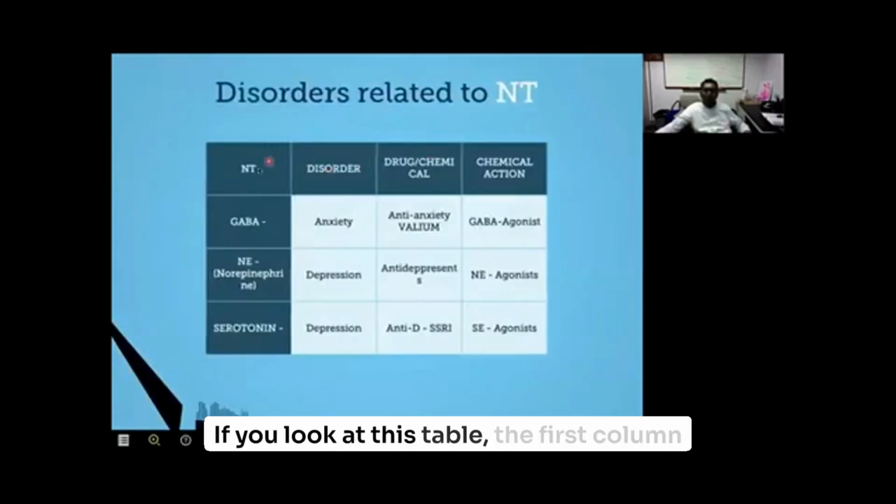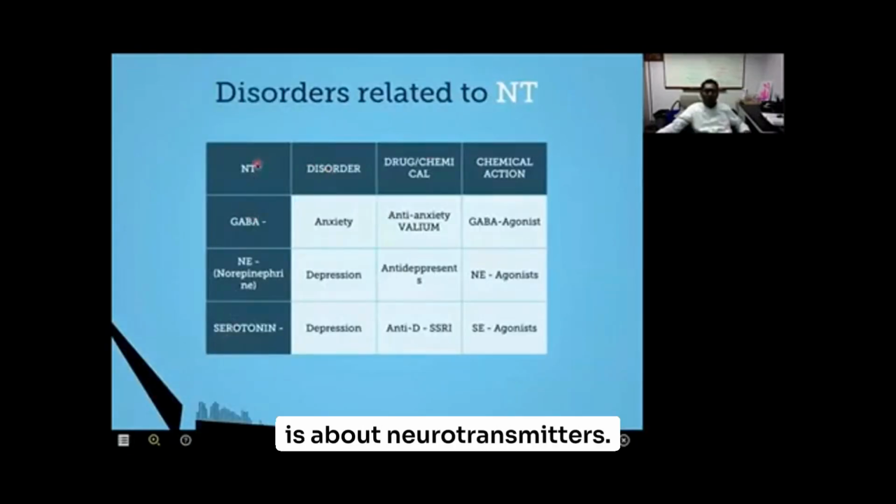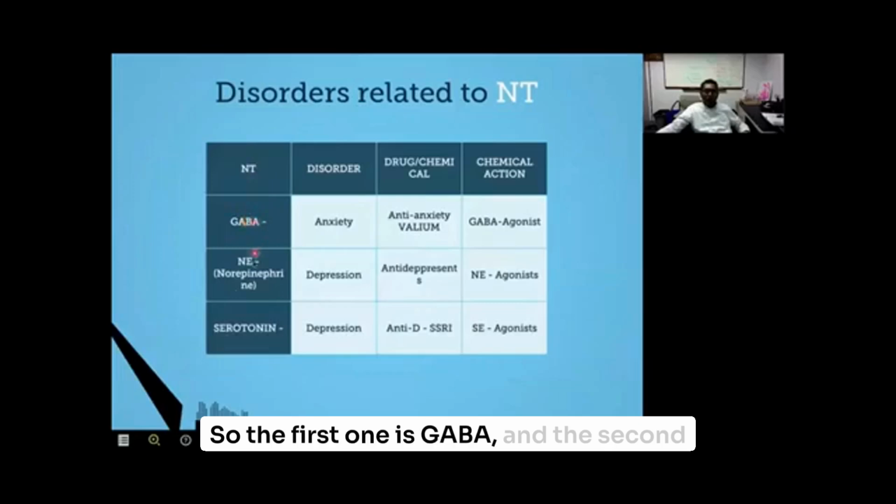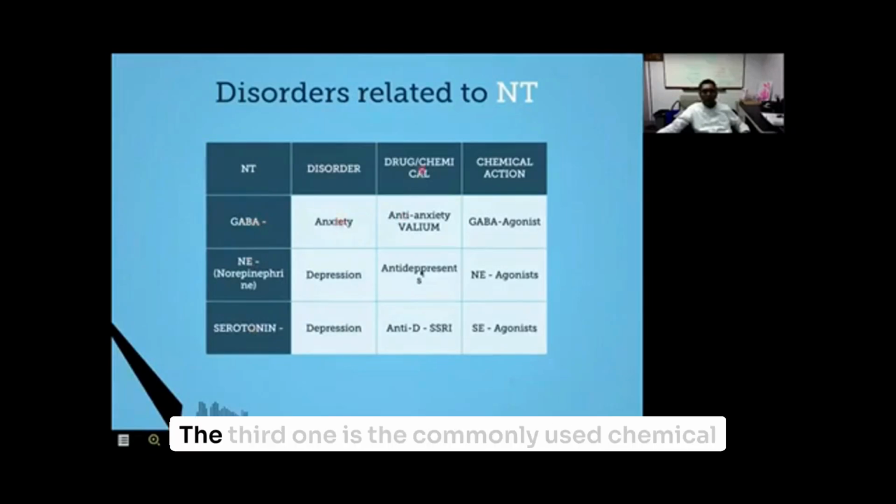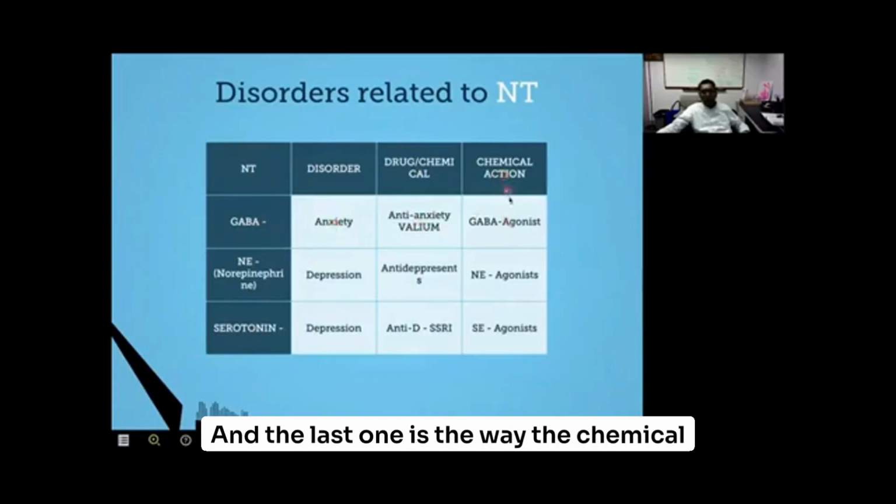Now, if you look at this table, the first column is about neurotransmitters. So the first one is GABA, and the second column is the disorder associated with this specific neurotransmitter. The third one is the commonly used chemical or drug for that particular condition. And the last one is the way the chemical acts.